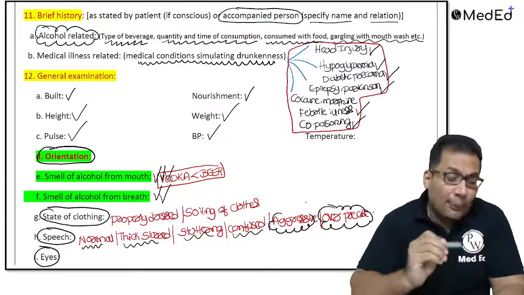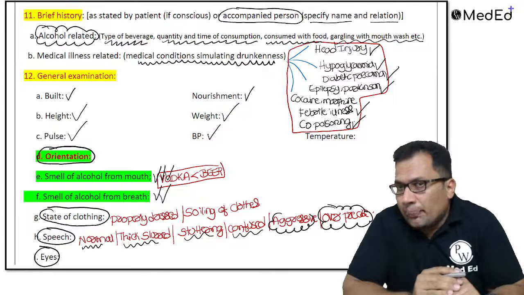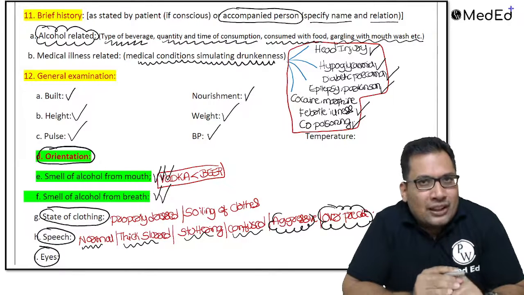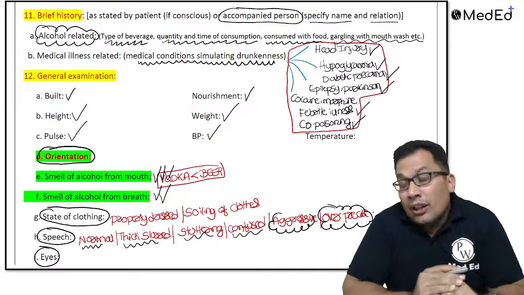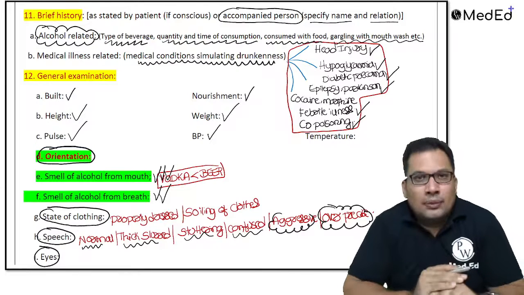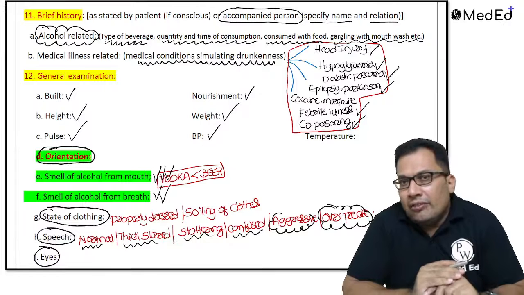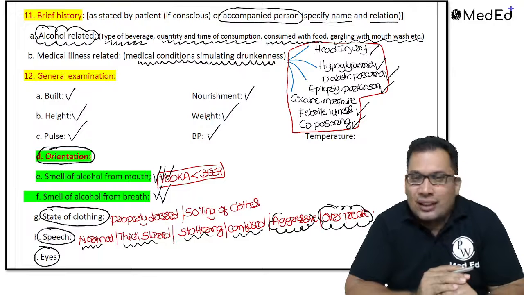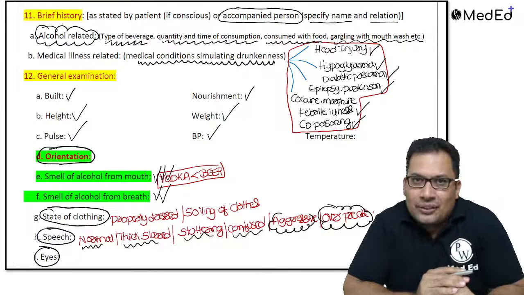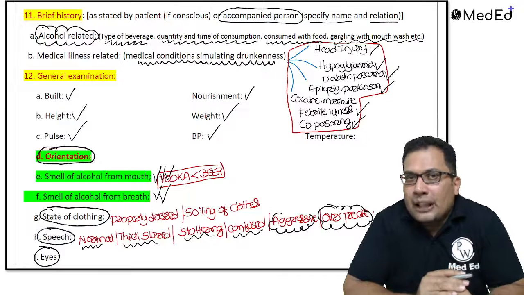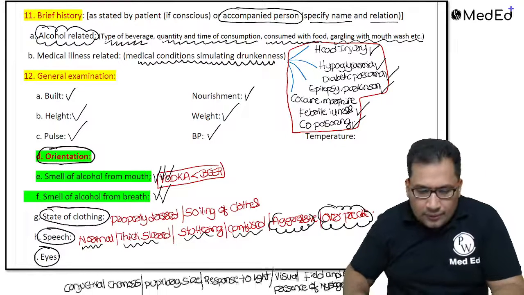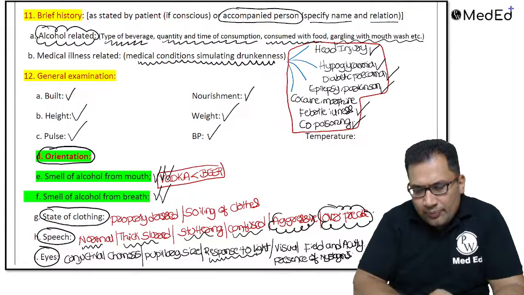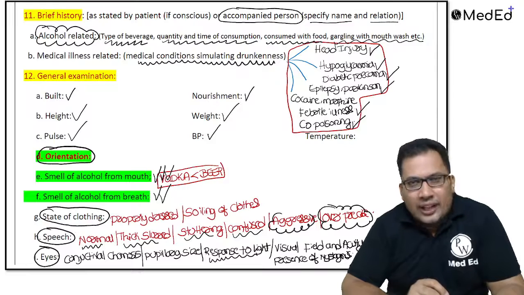Then about the eyes. Eye examination is very important. In eye examination, you should look for whether there is a presence of conjunctival chemosis or not, whether the pupil is dilated or normal. You should look for any visual acuity defects. Also, you should look for nystagmus. There can be horizontal or vertical nystagmus when blood alcohol level is more than 80 milligram per cent. And also, you should look for response to light, reactive or non-reactive.